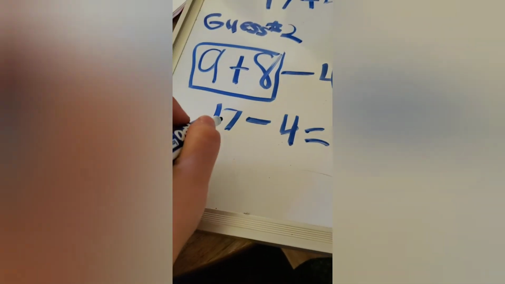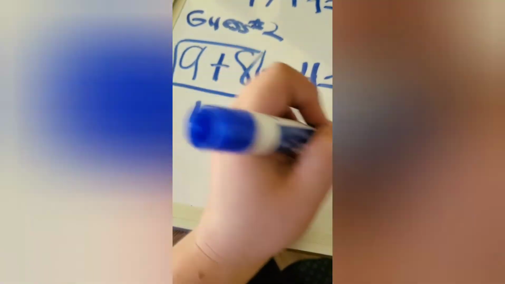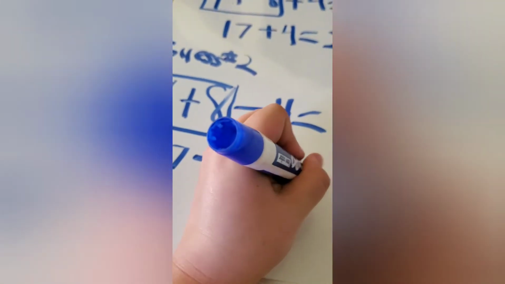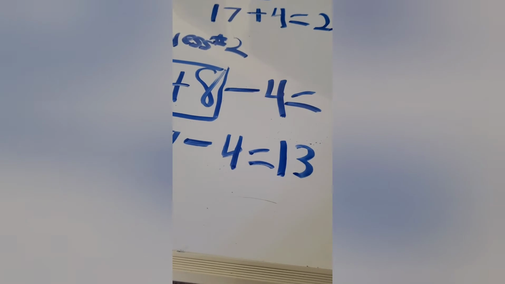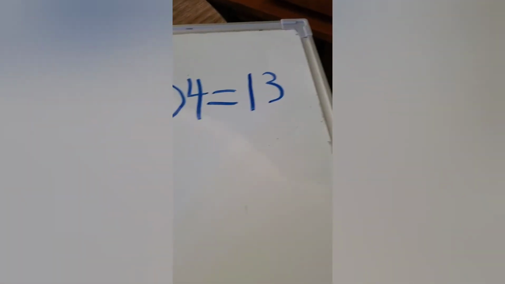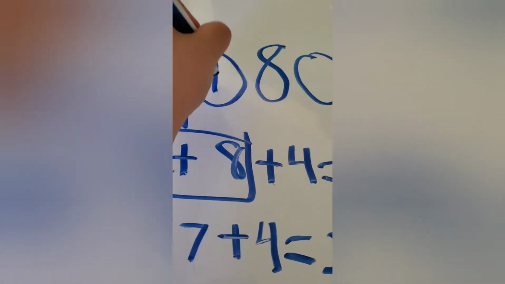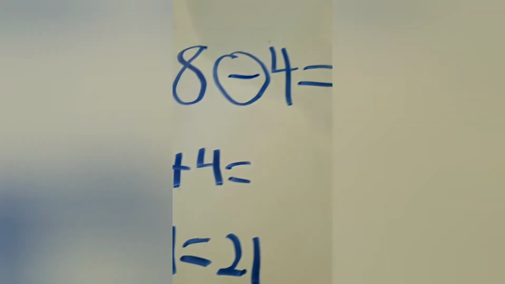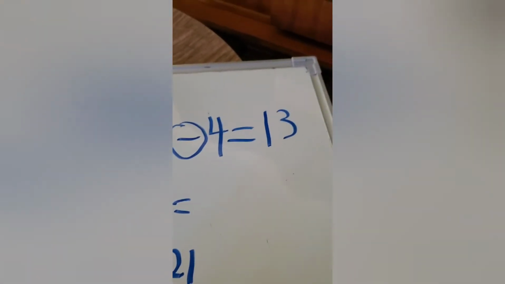So I brought that part down. 17 take away 4 is 13. And what number did I have to get? 13. My guess number 2 was right. So this is the one that I have in here. I have to put a plus sign right here and a subtraction sign right there to make it equal 13. Yay! I got it! Okay, so now I'm going to do another one with you guys, okay?